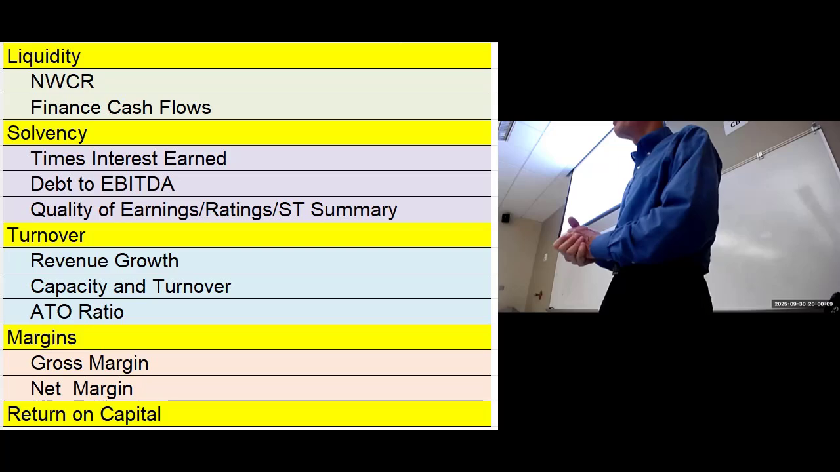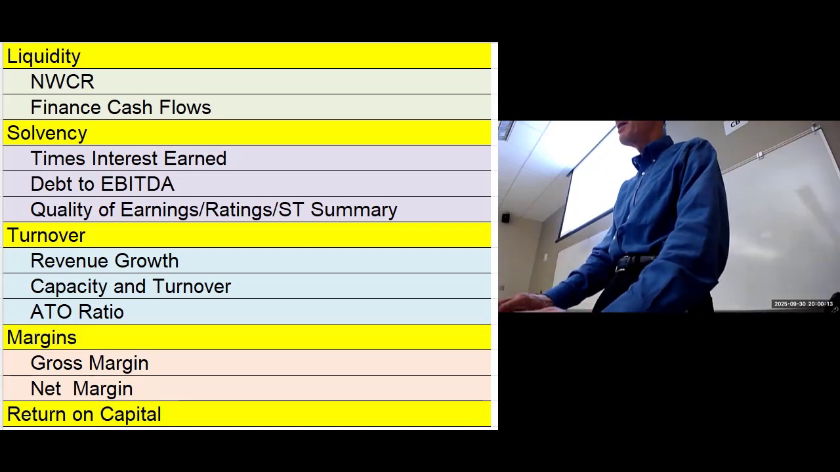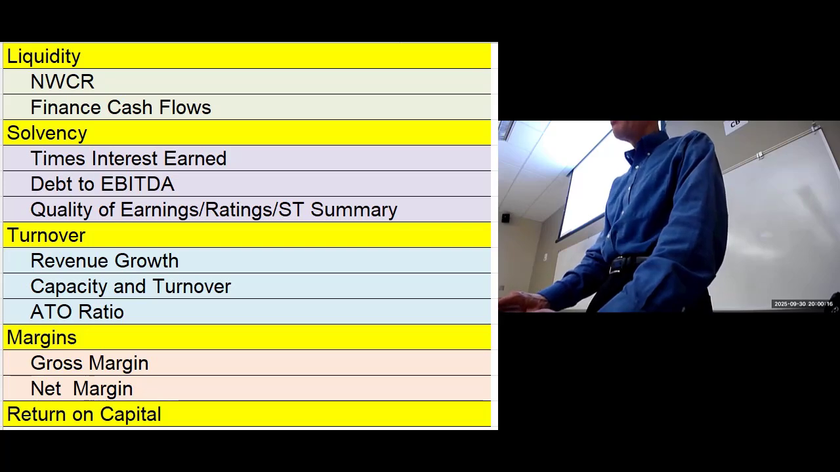So I really like this one. You have to pick the correct turnover. It needs to be really specific to the firm. For the USA, we did revenue per employee. And then margin is pretty simple.